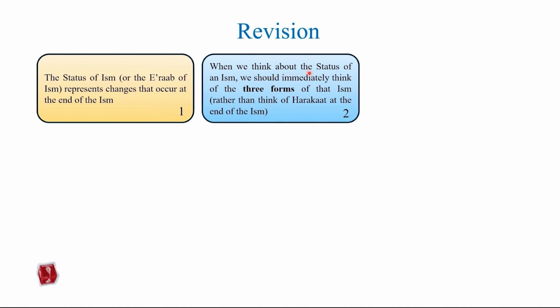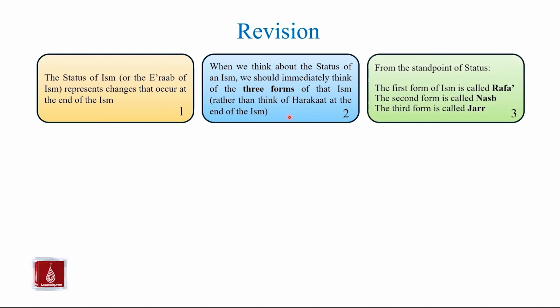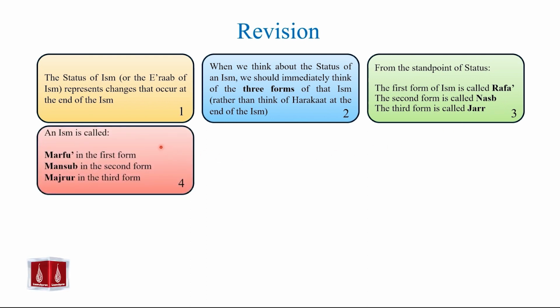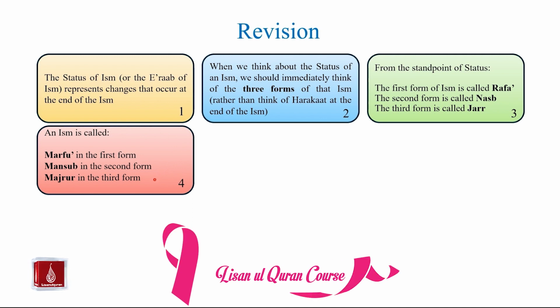Whenever we think about the status of an ism, we should immediately think of the three forms of that ism rather than thinking about harakat at the end of the ism. From the standpoint of status, the first form of ism is called Rafa, the second form of ism is called Nasab, and the third form of ism is called Jar. An ism will be called marfu in its first form, it will be called mansoob in its second form, and it is called majroor in the third form.